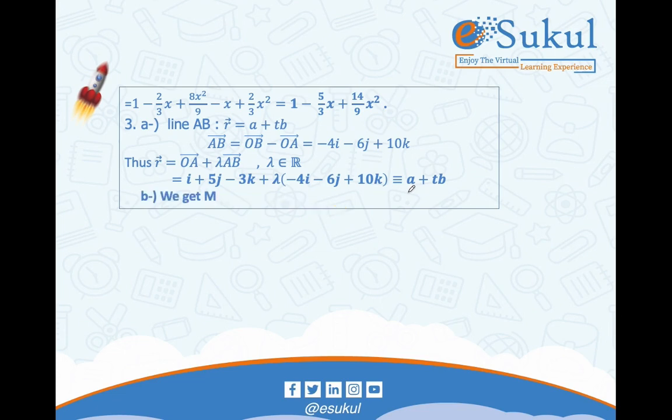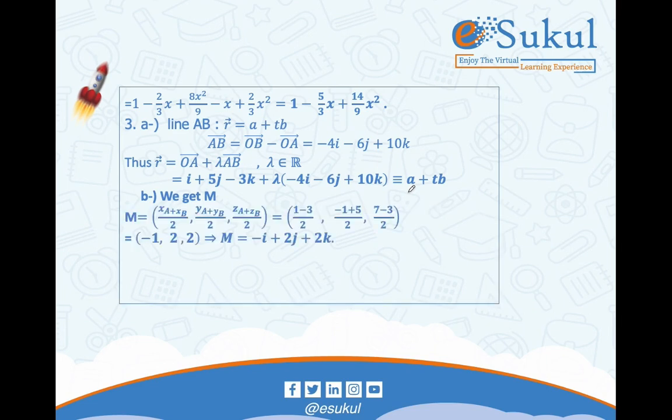In B, we get the position vector of M, where we remind ourselves that M is the midpoint of AB. Since it's in 3 dimensions, we're going to have along the x-axis over 2, along the y over 2, and along the z over 2. So by summing them, we have as midpoint negative i plus 2j plus 2k.